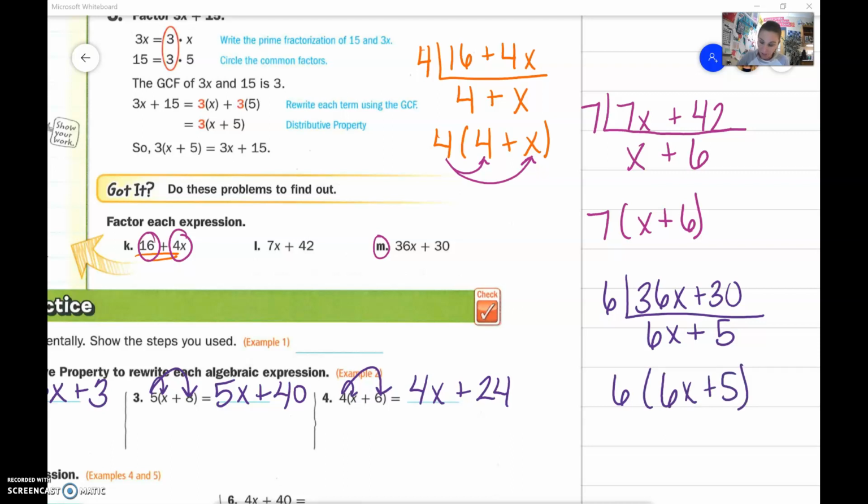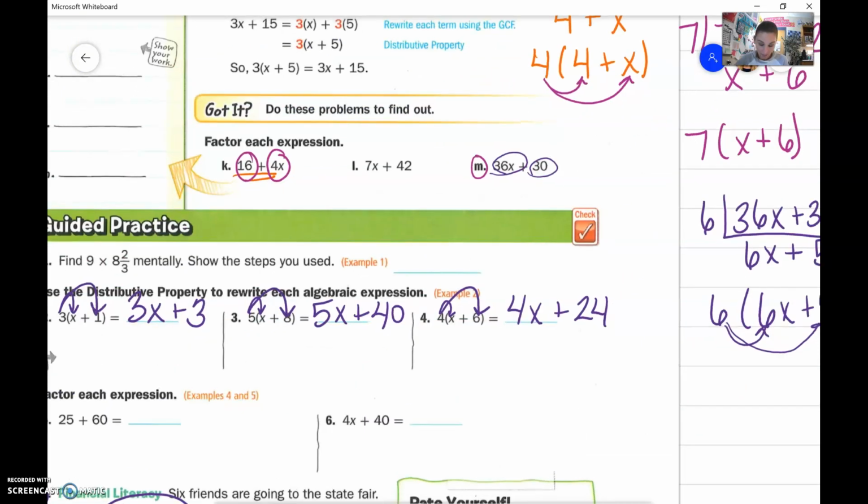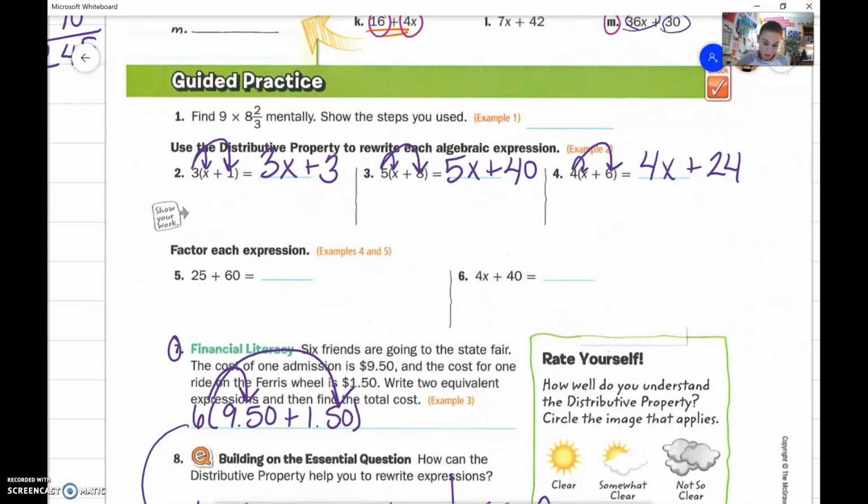Now let's just check it. 6 times 6x is 36x. That's good. 6 times 5 is 30, and we know that we did it correctly. All right, let's jump down here and do these two problems.